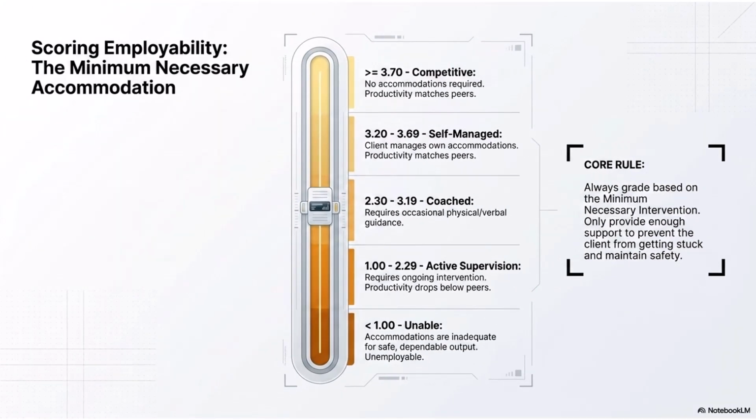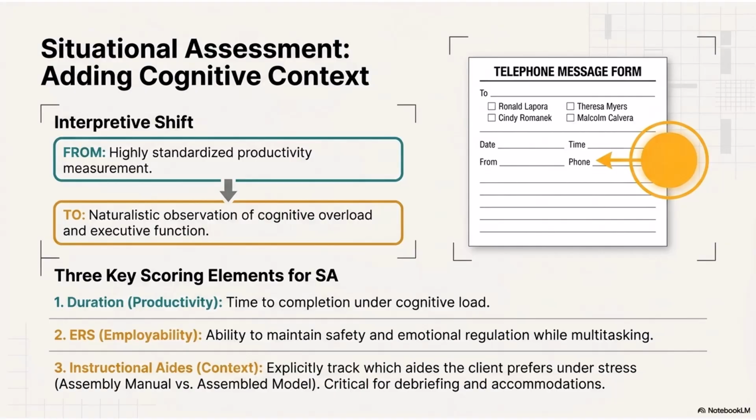Now, when we move from work sample tests to situational assessments, we make a major interpretive shift. We shift from highly standardized productivity measurement to the naturalistic observation of cognitive overload and executive function. We introduce distractors like telephone messages while they assemble the chair.